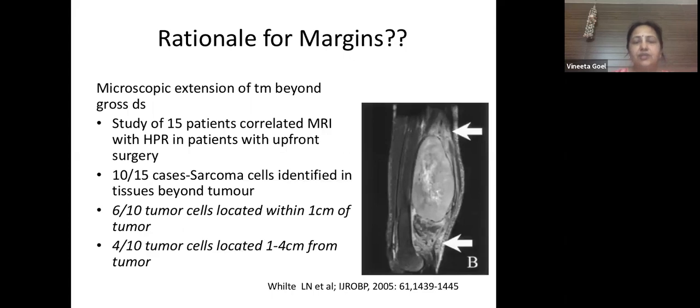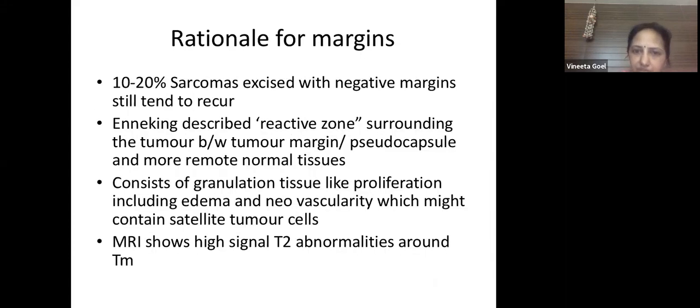Another reason for this 5 centimeter margin is a study which correlated MRI and pathological specimens of soft tissue sarcoma patients. So this is a small study of 15 patients where they correlated MRI with histopathology in patients who were treated with upfront surgery. And they found that in 10 out of 15 cases, sarcoma cells were identified in tissues much beyond the tumor. In 6 out of these 10 patients, the tumor cells were located within 1 centimeter of the tumor. And in 4 patients, the tumor cells were located as far as 4 centimeter away from the tumor. So this is another genesis or rationale for using a margin of approximately 5 centimeter in external beam radiation therapy.